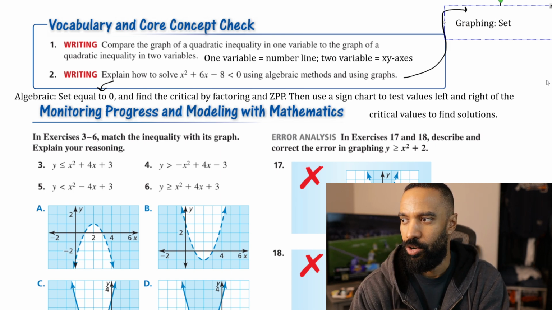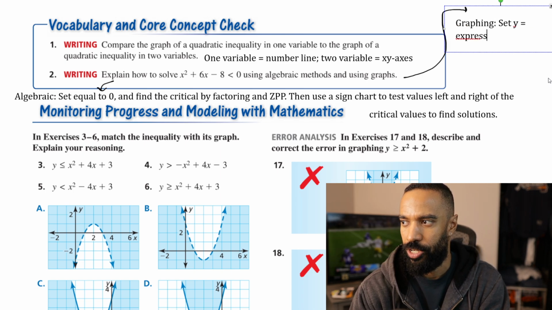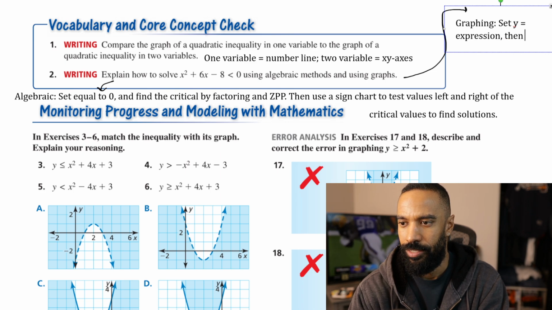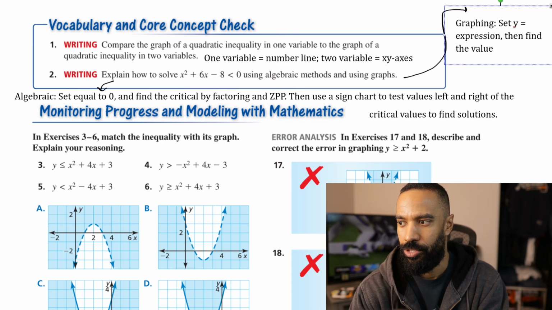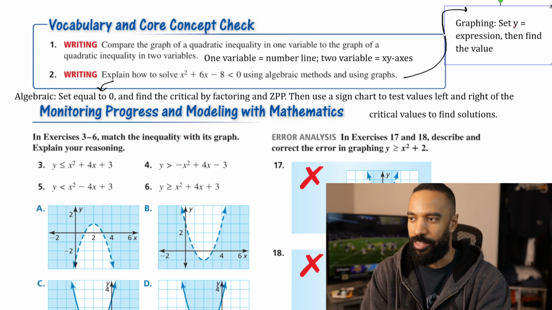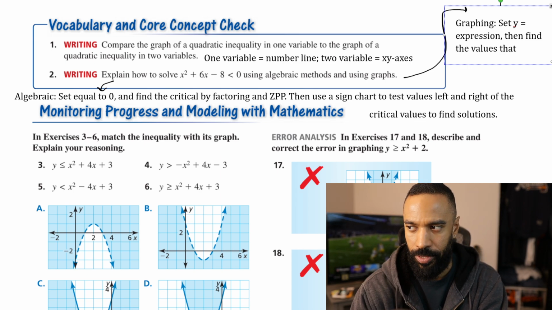Graphing, set y equal to expression. Then find the values. Oh, sorry, I'm typing more about finding the solutions later. Then find the values that are below the x-axis.